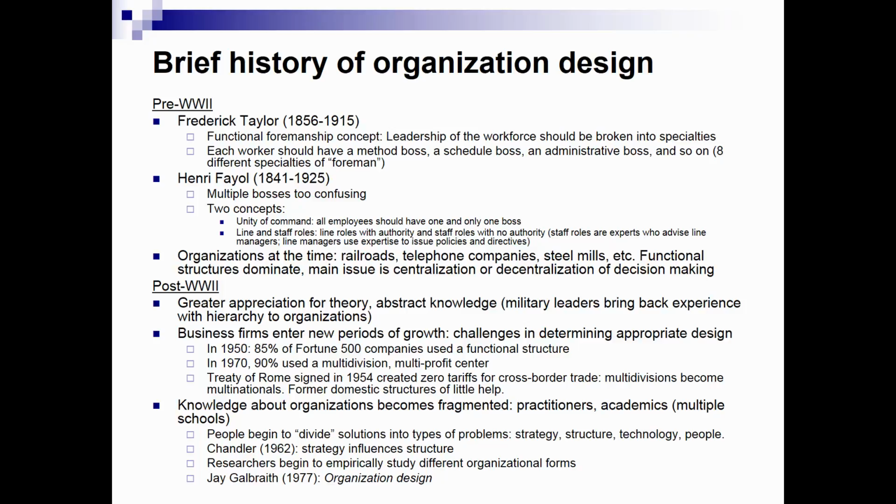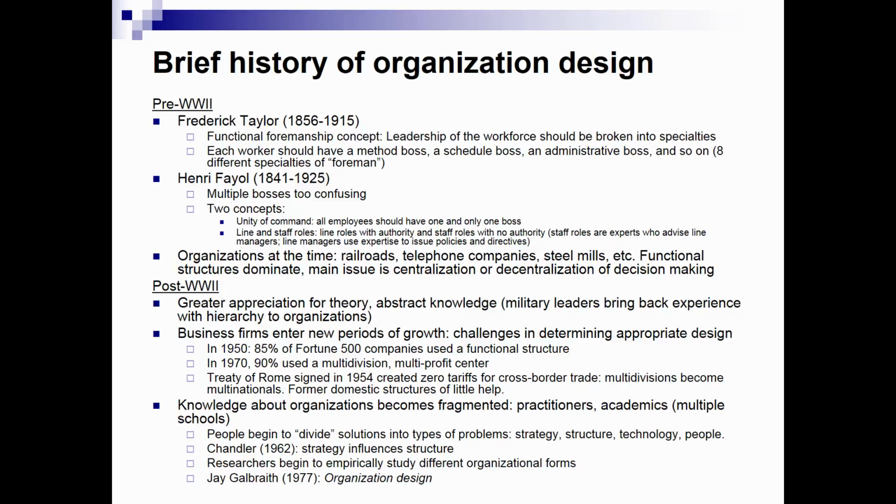So there wasn't just one kind of leader in his day, that there should be a boss who specialized in organizing the methods by which people work. The person who schedules, the person who works at administrative, so he has 8 different specialties of what he called foremen at the time. Another scholar, Henri Fayol, at the time came up and said, this multiple boss thing is ridiculous, people are really confused by it, and he comes up with 2 concepts that I think you will recognize.